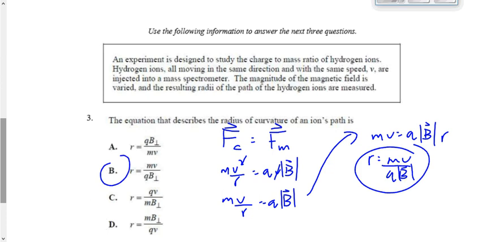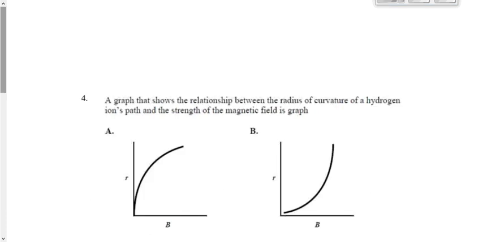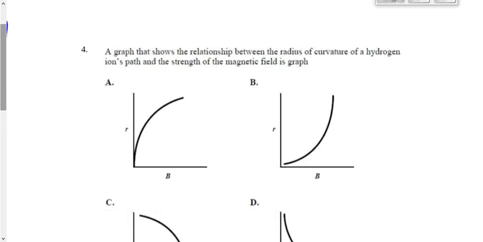Now, we're going to use this equation in the next couple of questions as well. We're not going to derive it again. But if the next question, say, was a standalone question, we could derive it in exactly the same way as we just did derive it. The next question, question number 4, says, a graph that shows the relationship between radius and the strength of the magnetic field is? Well, whenever you want to find a relationship, whether it's graphical or otherwise, we're going to say R is equal to mv over q times b.